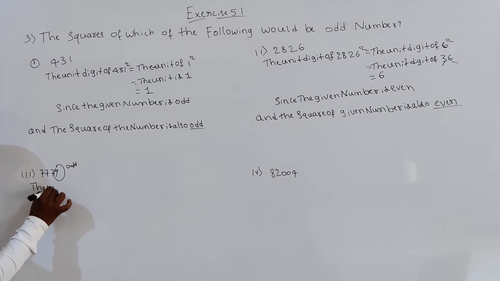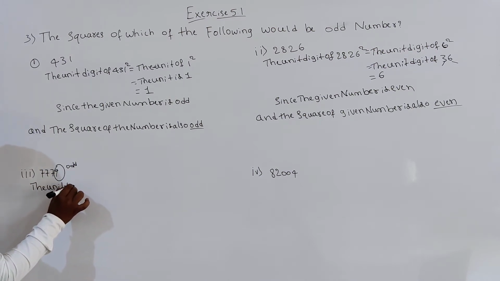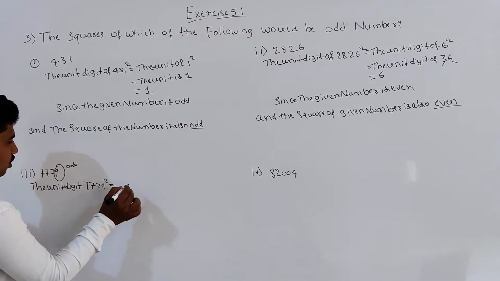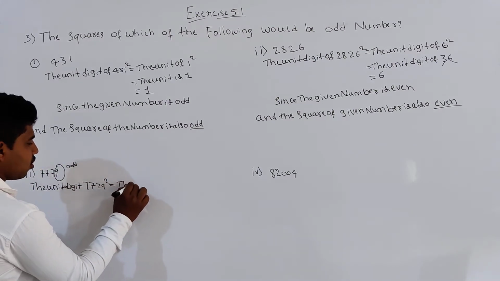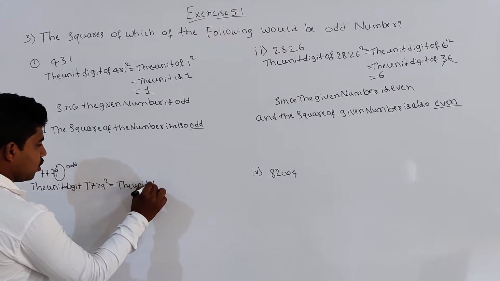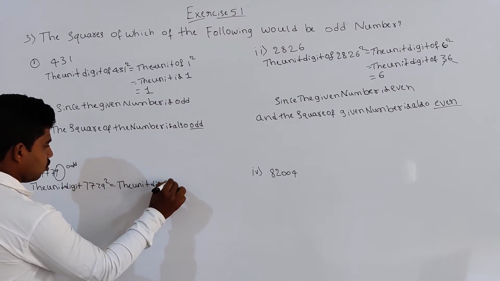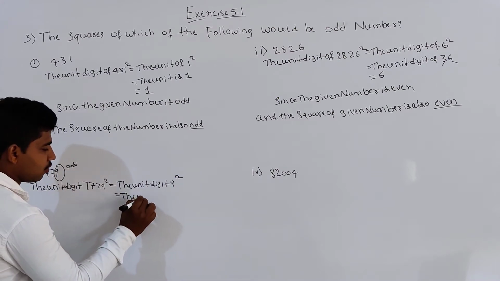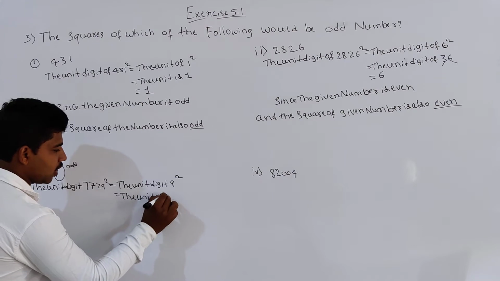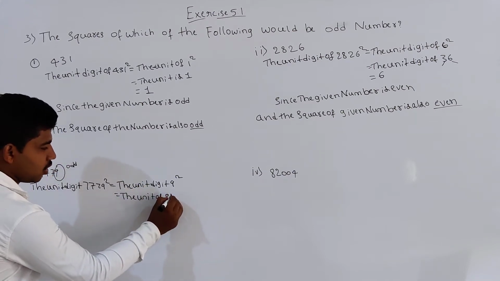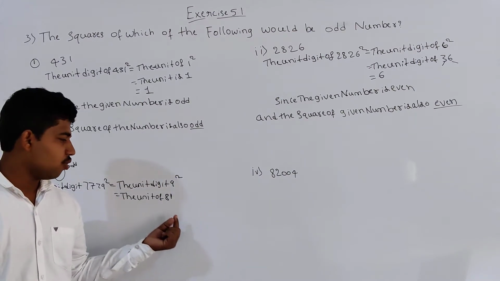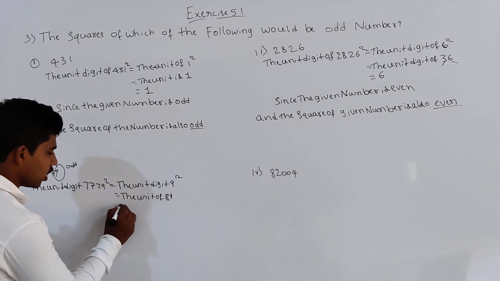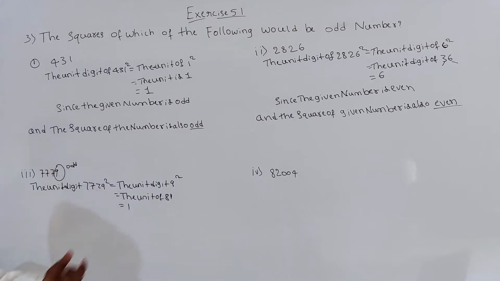The unit digit of 7777 square is the unit digit of 9 square, and you get 81. 9 into 9 you get 81. By seeing the unit place, you can understand that 1 is an odd number.